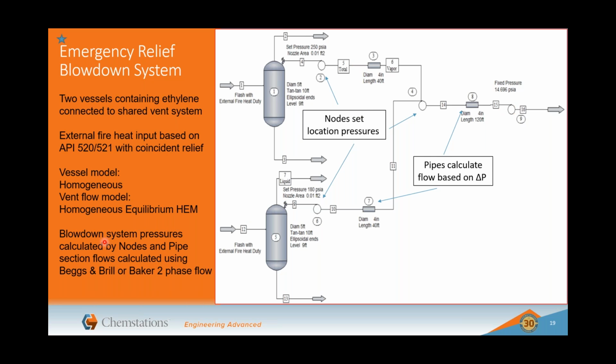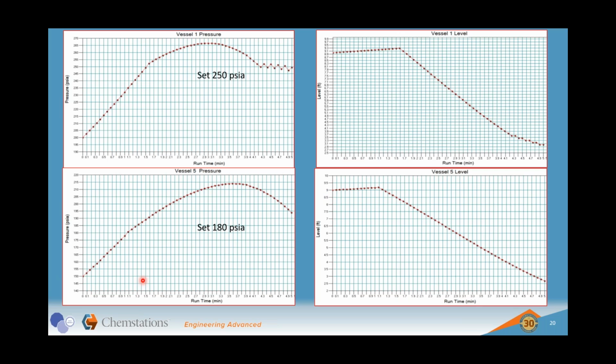Now we're looking at two-phase flow here, and we've got Beggs and Brill, or you could use Baker, but I tend to use the Beggs and Brill. And that is basically what's happening. We can see here the pressure build up on the 180 psi one. You can see this one is relieving earlier, obviously, because of the low set point, and then you've got the other one relieving later. That's showing you the relief valve lifting and reseating again as the pressure dies off, which is very normal on a process like this.